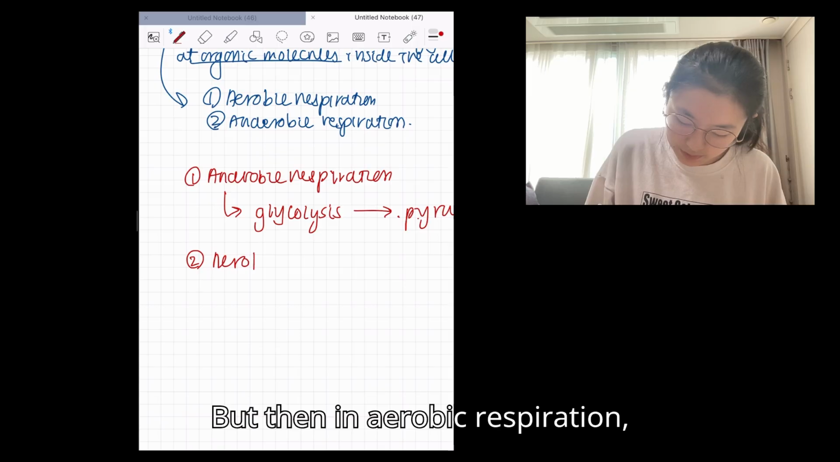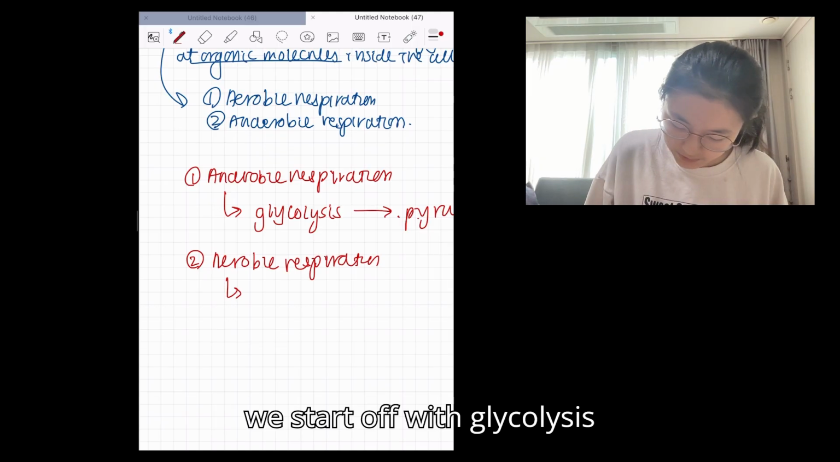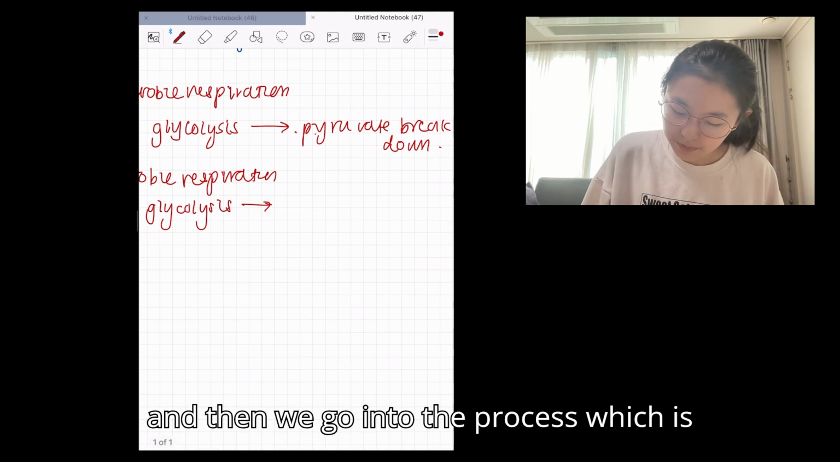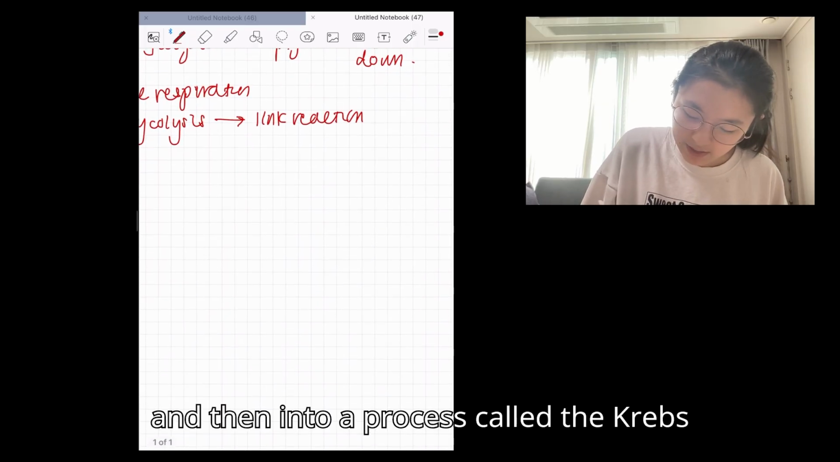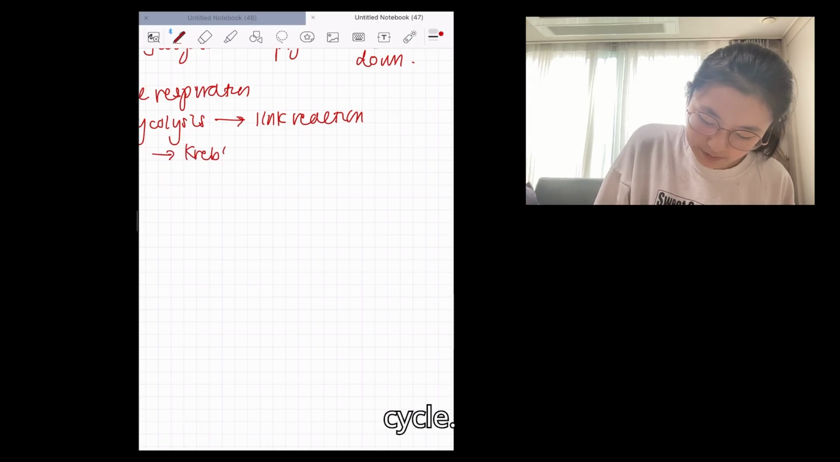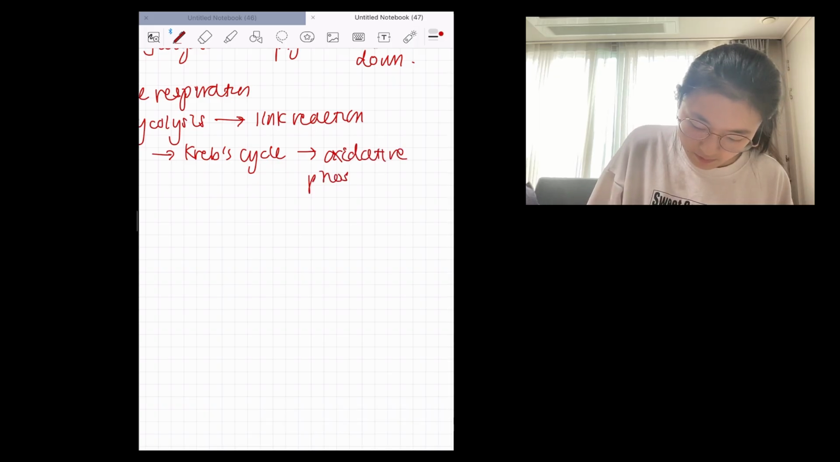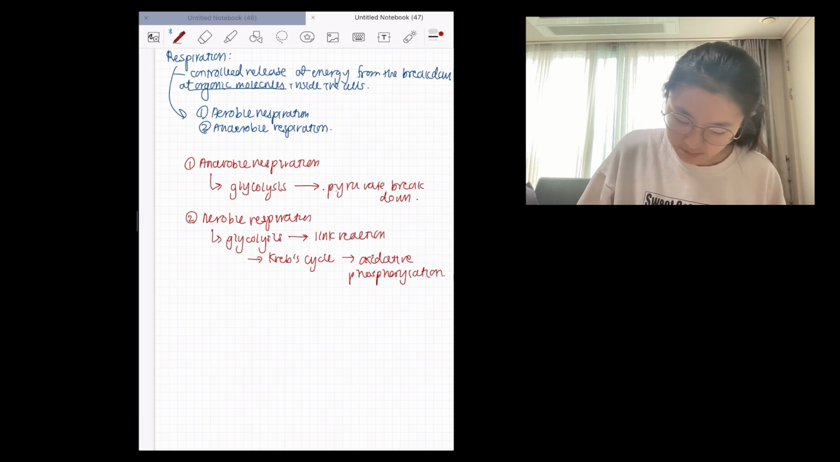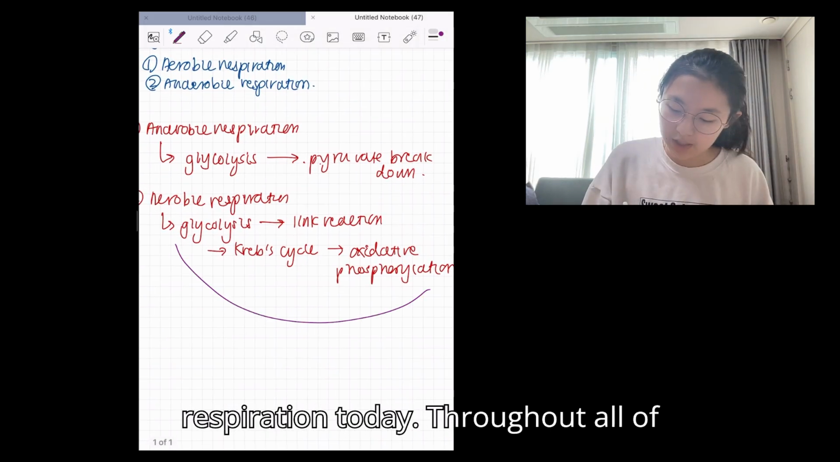But then in aerobic respiration, we start off with glycolysis, and then we go into the process which is called the link reaction, and then into a process called the Krebs cycle. And we end with oxidative phosphorylation. Throughout all of these stages, we're mainly going to be looking at aerobic respiration today.